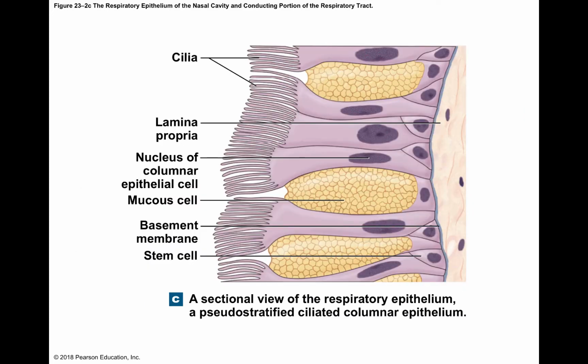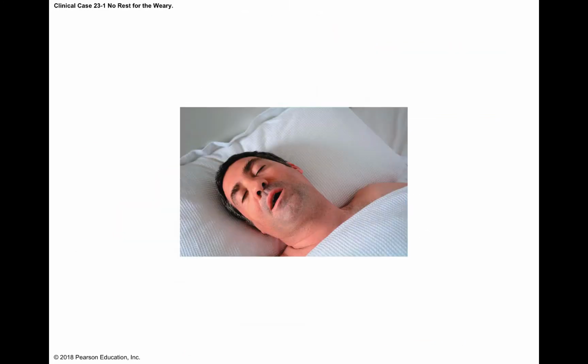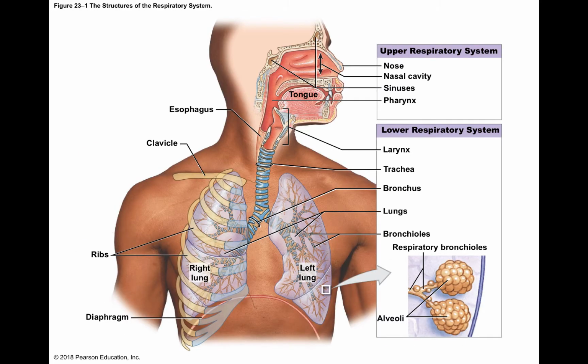In the lower respiratory system, and we're going to go over all of these as well, here's the larynx right here with all those pieces of cartilage we'll talk about. That's going to lead into the trachea. The trachea divides into two primary bronchi, a right primary bronchus and a left primary bronchus.